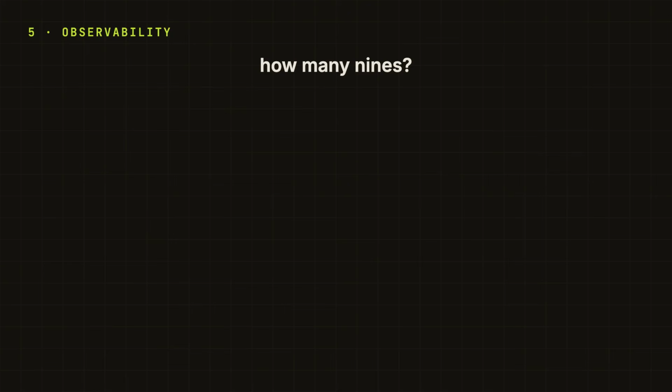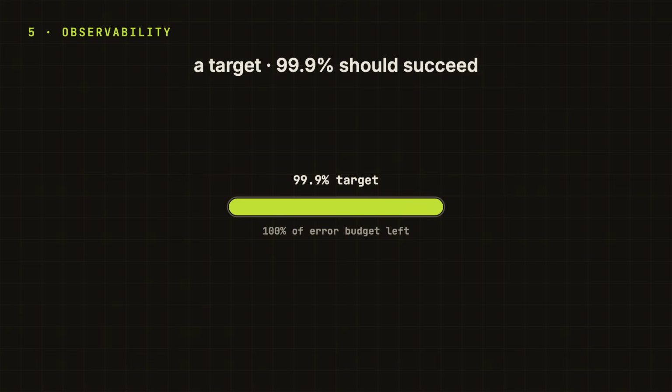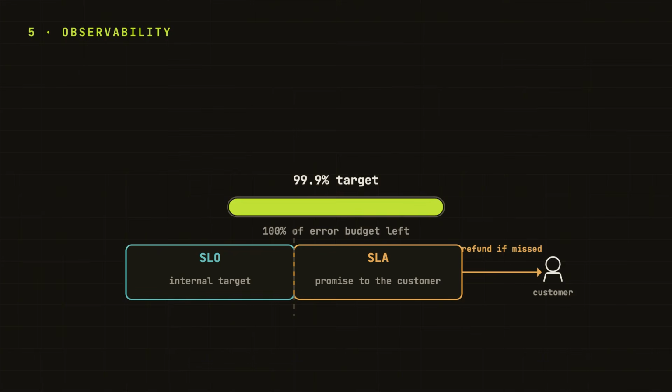But how many nines does come up when you state your requirements? You will hear a system described as 3 nines or 4 nines. That just means 99.9% or 99.99% uptime. And the teams set an SLO, a service level objective. A target like 99.9% of requests should succeed, while an SLA is an actual promise to the customer, often with a refund if you miss it.